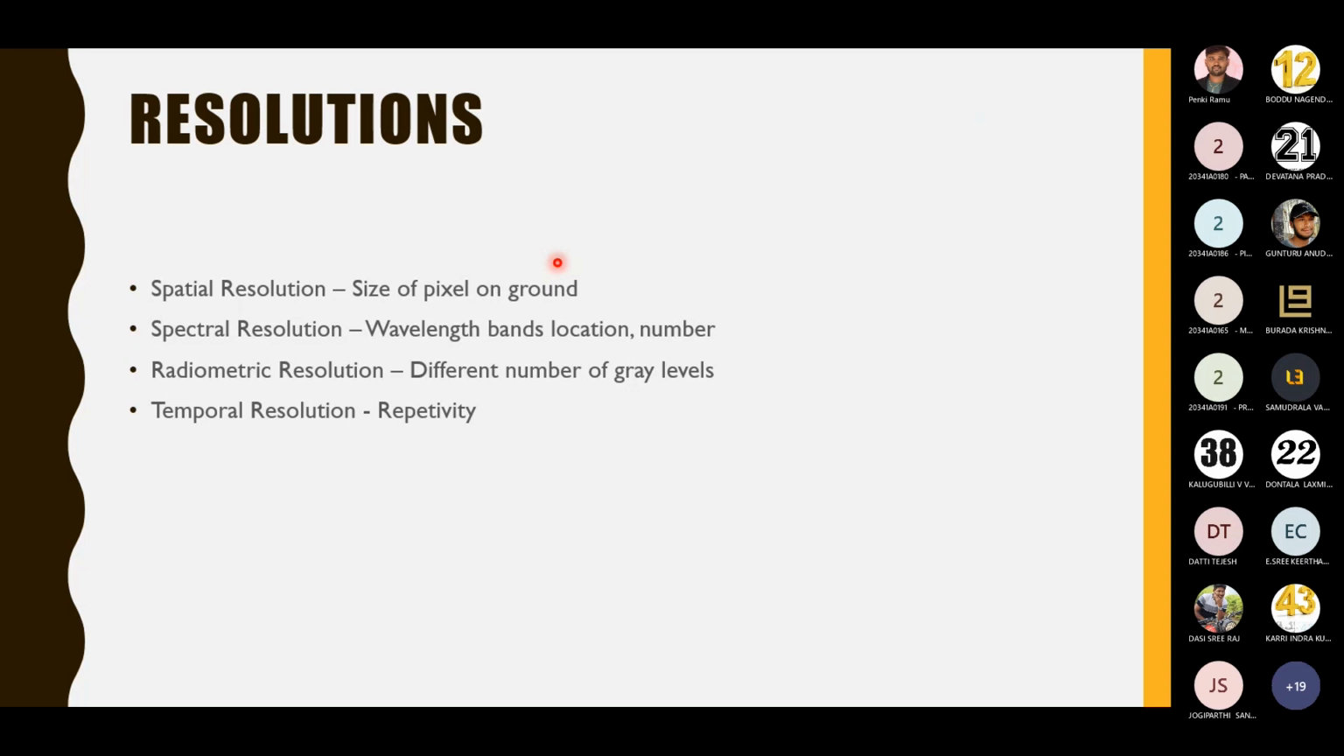Remote sensing provides us data in the form of images or signals, and each image constitutes a number of pixels, and the amount of area that is occupied by a single pixel on the ground is termed as spatial resolution. And the spectral resolution is the number of wavelength bands and the wavelength band widths.